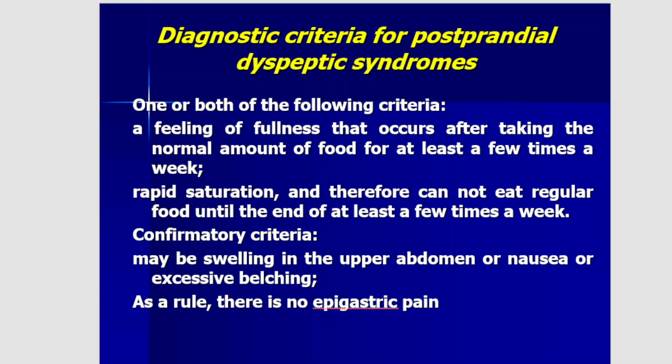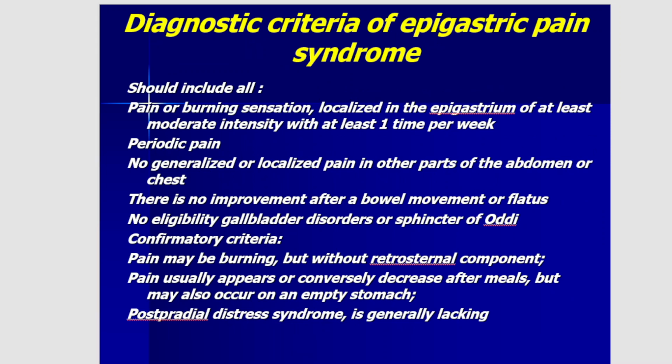Diagnostic criteria for postprandial distress syndrome. One or both of the following criteria. A feeling of fullness that occurs after taking a normal amount of food, at least a few times a week. Rapid saturation, and therefore the patient cannot finish a regular meal, at least a few times a week. Confirmatory criteria may be swelling in the upper abdomen, nausea, or excessive belching. As a rule, there is no epigastric pain.